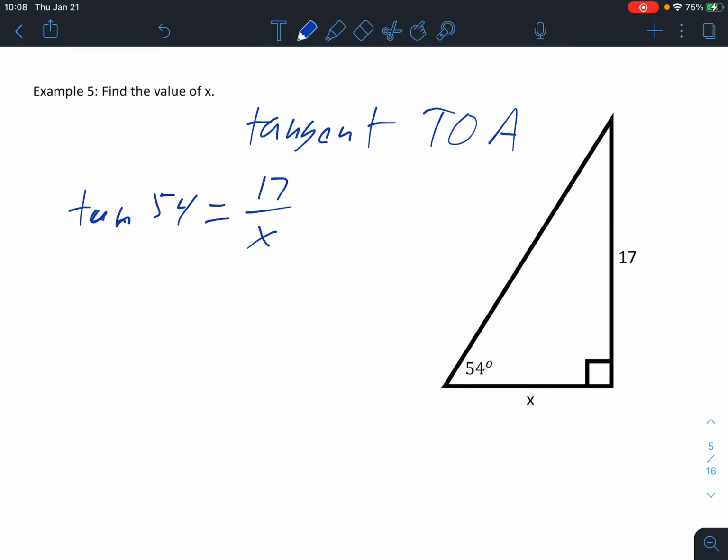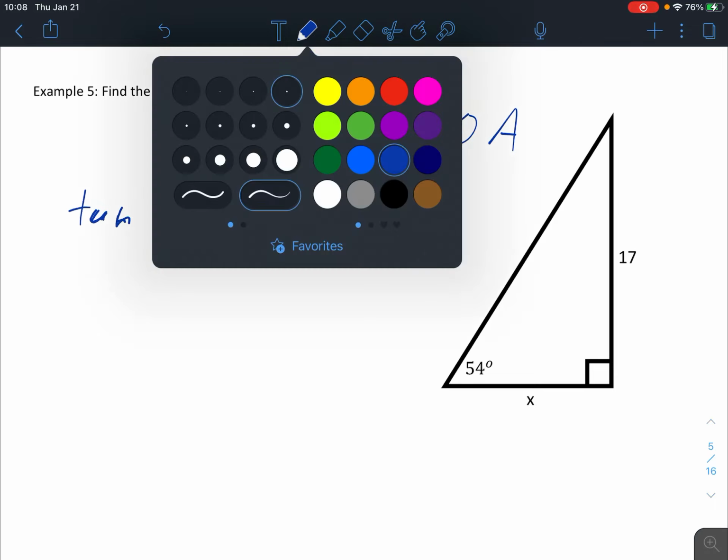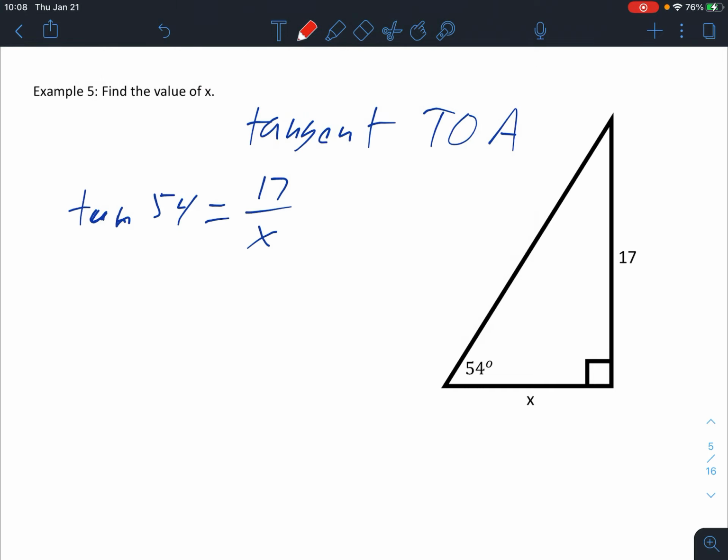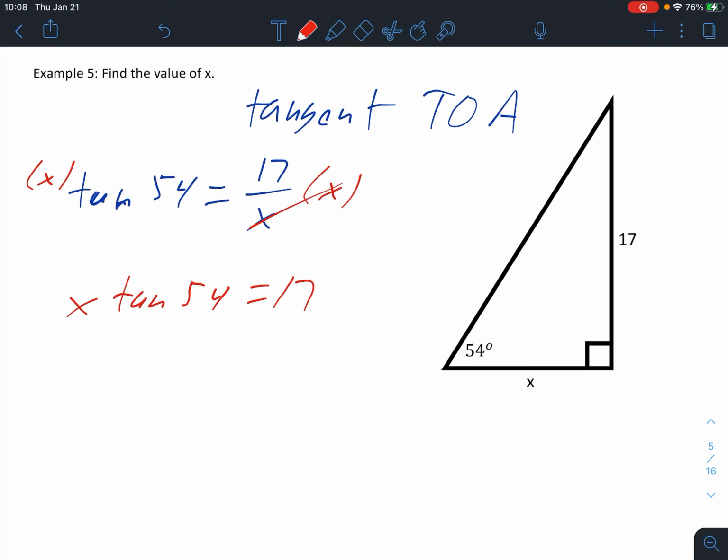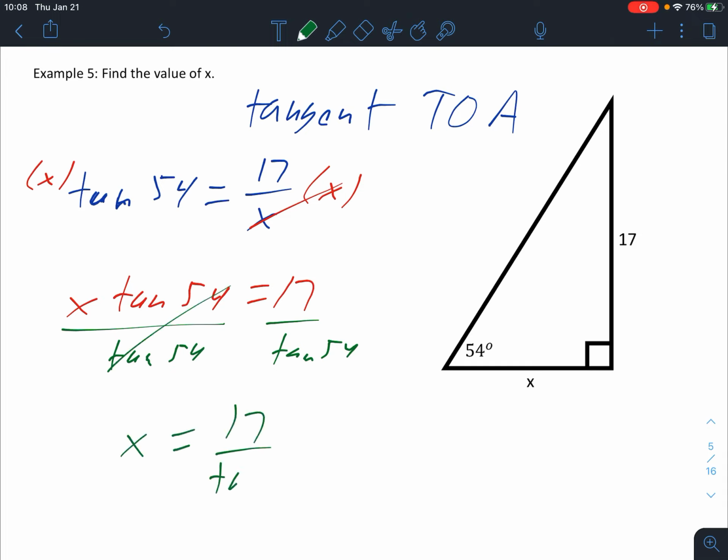So now, again, we have our variable in the denominator here, so we're going to start by multiplying both sides by x, and that will give me x tangent 54 equals 17. And then dividing both sides by tangent 54, we get 17 over tangent 54.